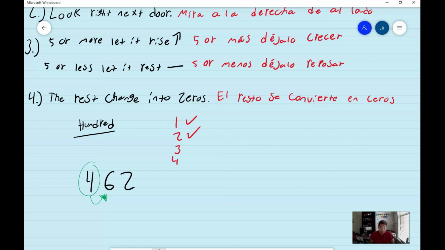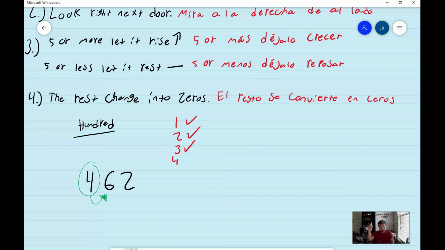5 or more, let it rise. 5 or less, let it rest. El 6 es 5 y más. Okay, 5 y más significa 5, 6, 7, 8, 9. O el 6 es 5 y menos, significa 1, 2, 3, 4. ¿Cuál es? 5 y más o 4 y menos. 5 y más. Okay.